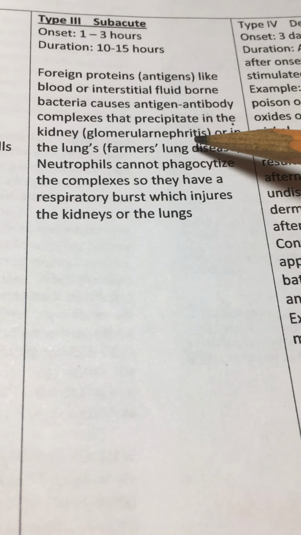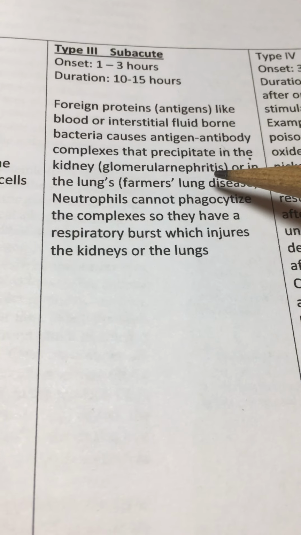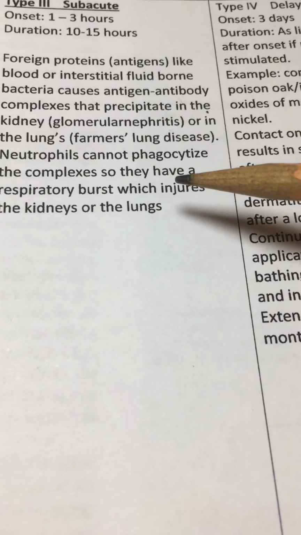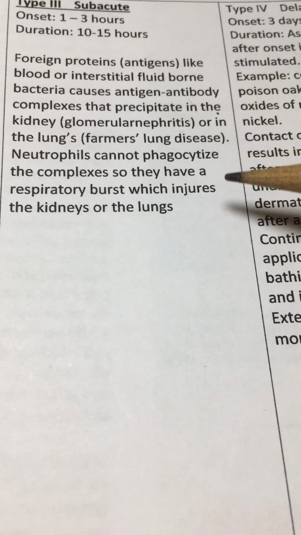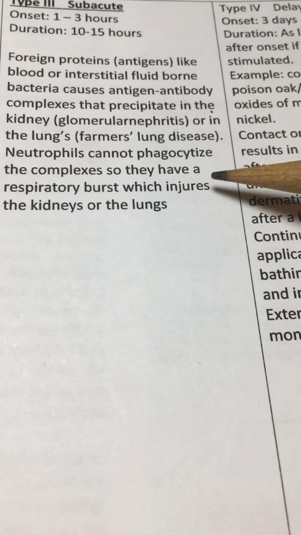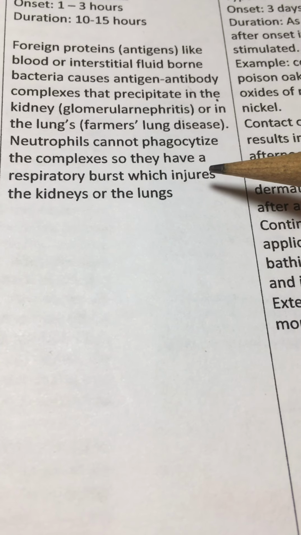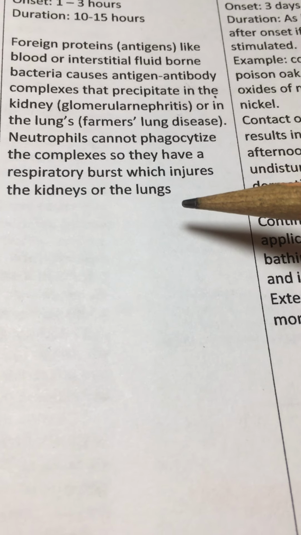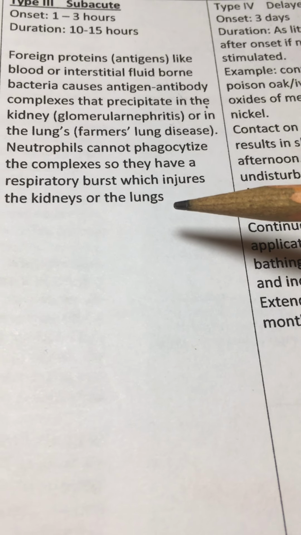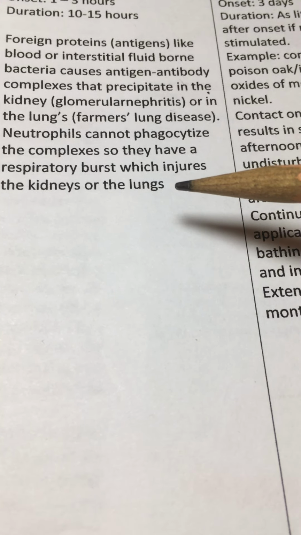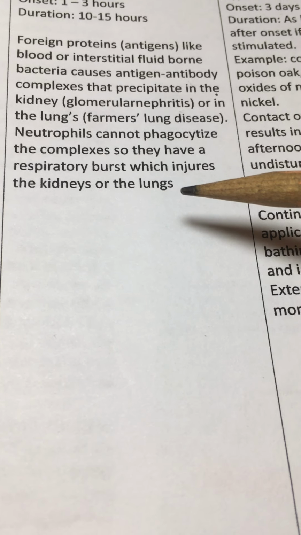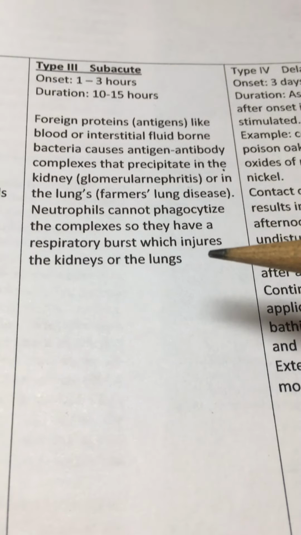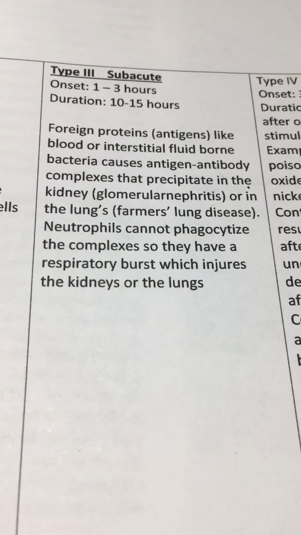Okay, why is this ultimately happening? What's the further tissue injury? That's because the neutrophils cannot phagocytize those complexes. They're too large, and so the neutrophils literally explode in what's called a respiratory burst, and they release degradative enzymes and bleach, right? And so they injure the tissues of the lungs or the kidney. Okay, so that's that one right there.